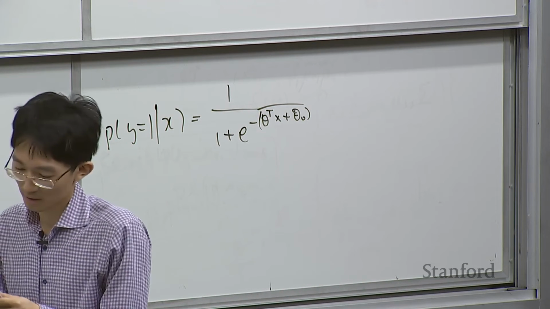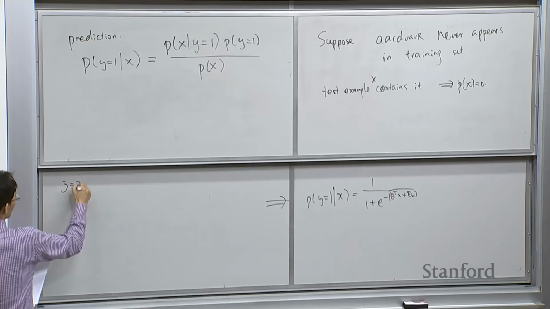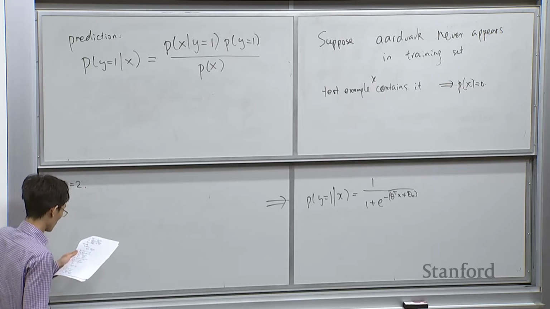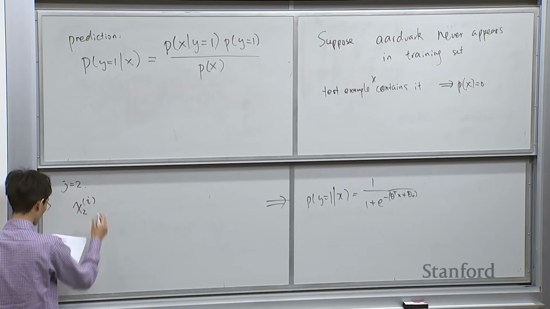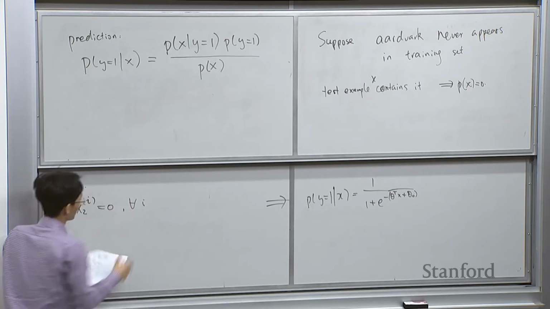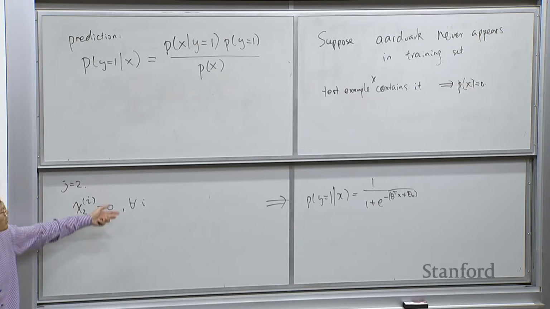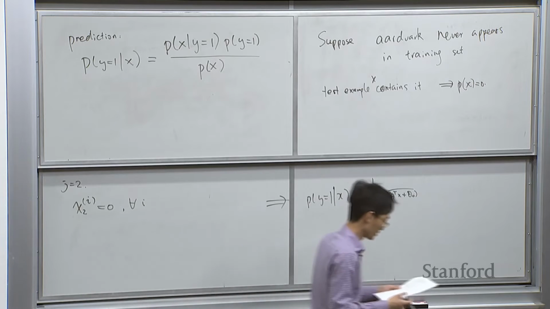So advoc is the second word, right? So j is 2. And x2j, x2I is 0 for every I. This is a mathematical translation of advoc never shows up in the training set. For every example, the second word never shows up. That's why the x2I is 0.